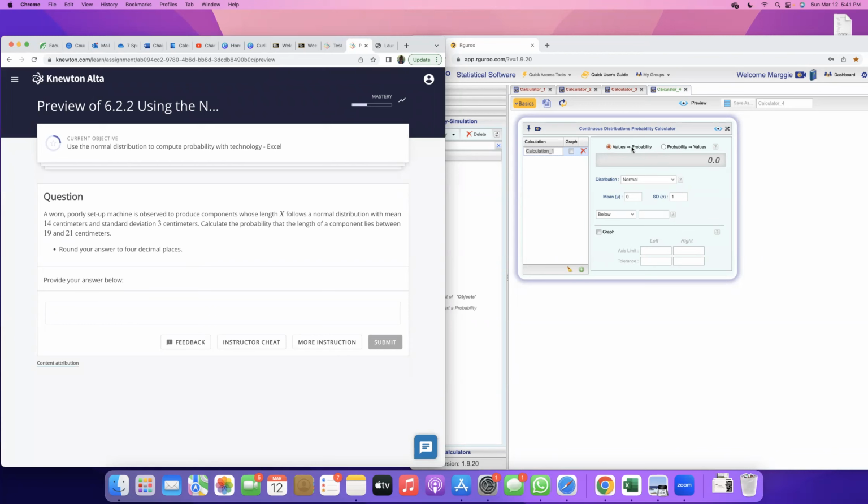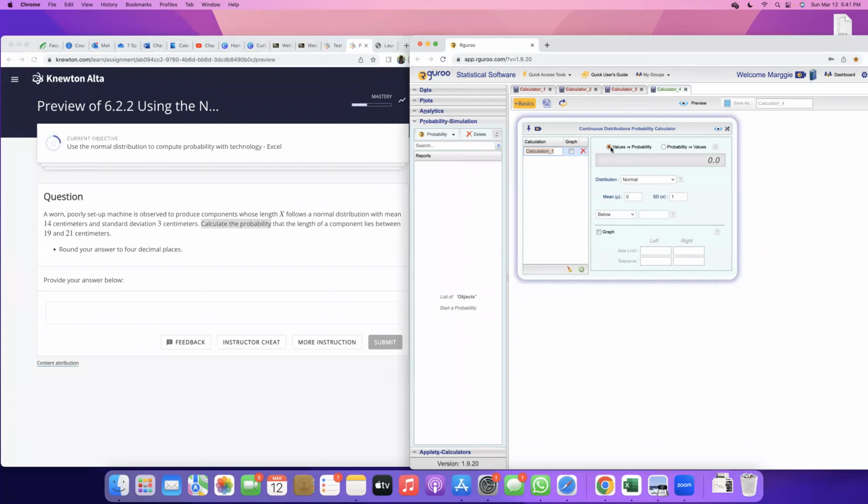All right, so we have values. It's telling us to calculate a probability. So again, if you need to calculate a probability, then you start with the values given and you need to find the probability. So this is the right direction. So the mean for this one is 14. Standard deviation for this one is 3. And then here you have the in-between, all right? So you don't have to do it twice.